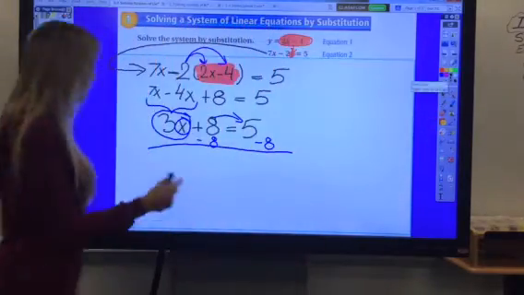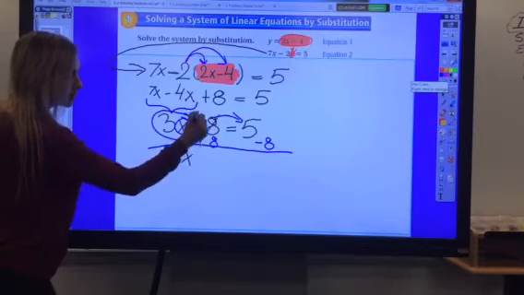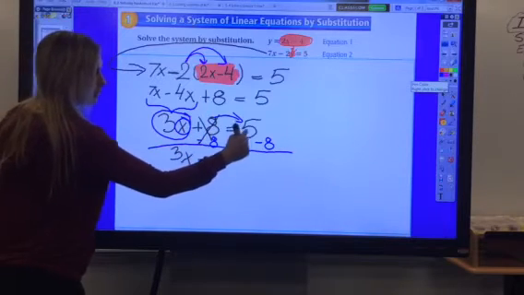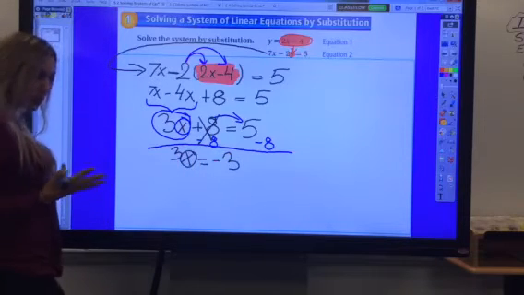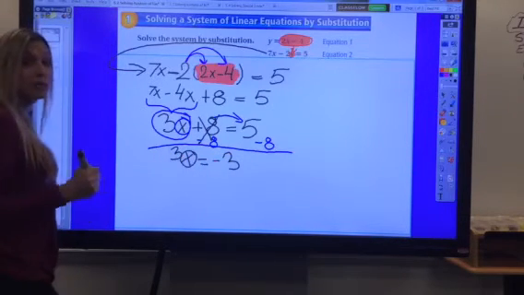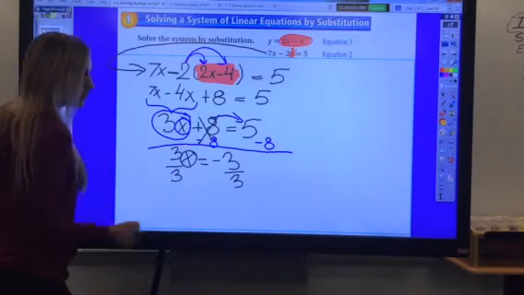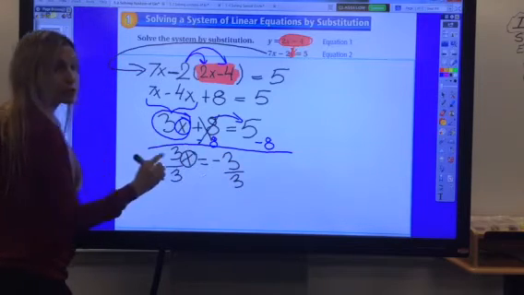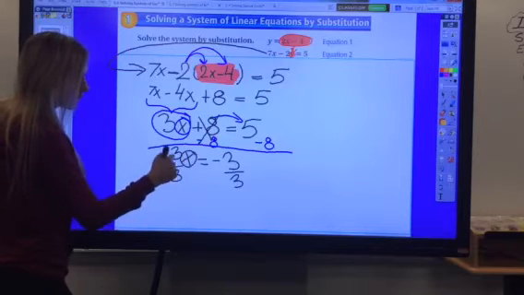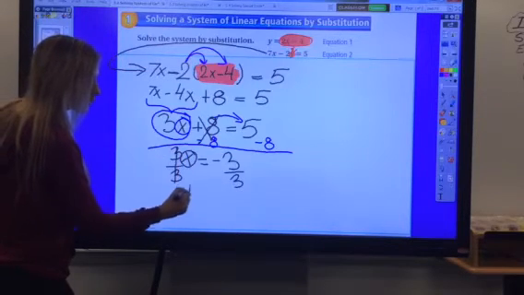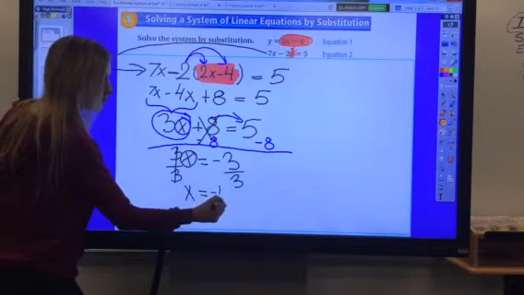What am I left with? I still have the 3x. 8 minus 8 is 0. I have the equal sign. And 5 minus 8 is negative 3. I'm solving for the x. So what do I have to do? 3 times x. Opposite of times is divide. So I'm going to divide both sides by 3. Remember, this 3 is going to the other side, so do the opposite of what you see between the number and a variable. So 3 divided by 3 is 1, so I'm left with 1x equals negative 3 divided by positive 3, which is negative 1.